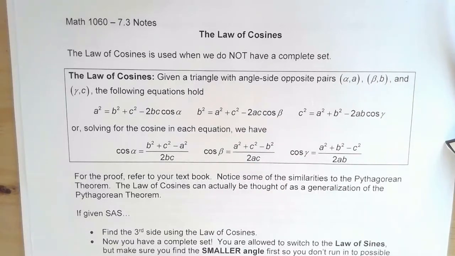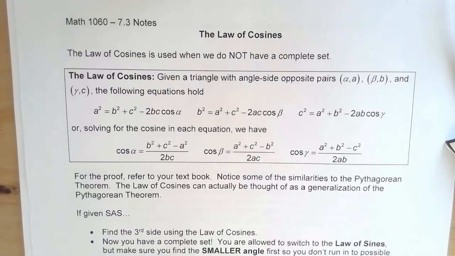Alright, now we're going to do the law of cosines. One of the biggest things students have trouble with is when they're given a set of information, they don't know which one to use. Well, here's an obvious thing. You know to use law of cosines when you do not have a complete set, or what I call the pair, right? So here are your law of cosines.